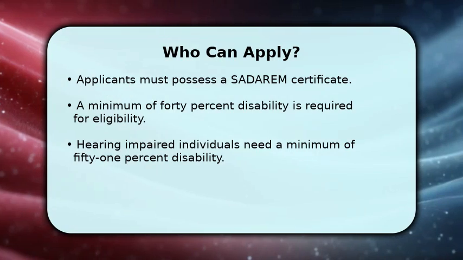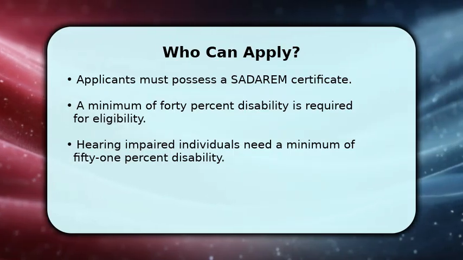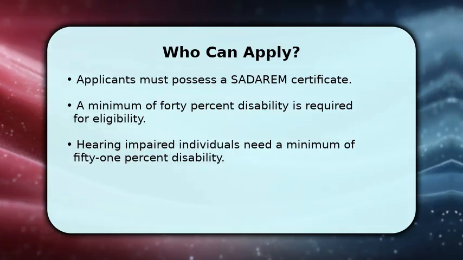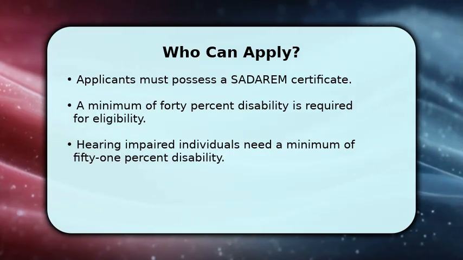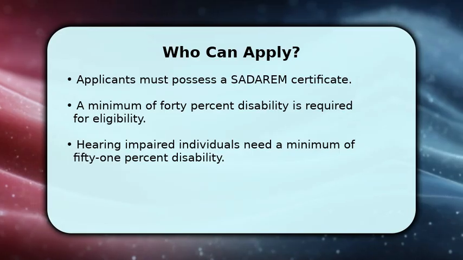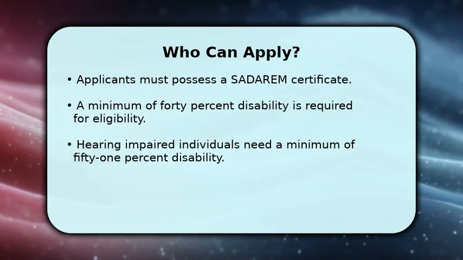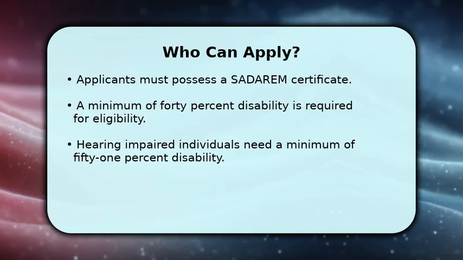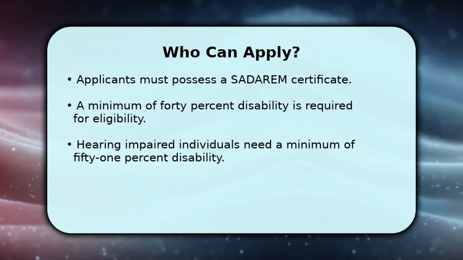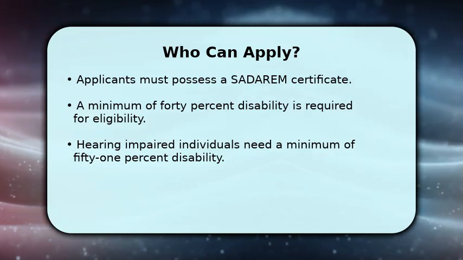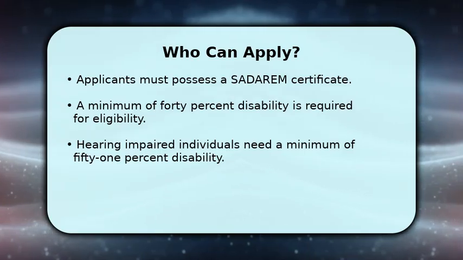To be eligible for the disability pension, you must first obtain a SADAREM certificate, which is crucial for disability assessment. A minimum of 40% disability is generally required, though for those with hearing impairment, the threshold is 51%. Additionally, there are income criteria. Your family's annual income should not exceed 1,50,000 rupees in rural areas or 2 lakh rupees in urban areas. There is no specific age limit for this pension.